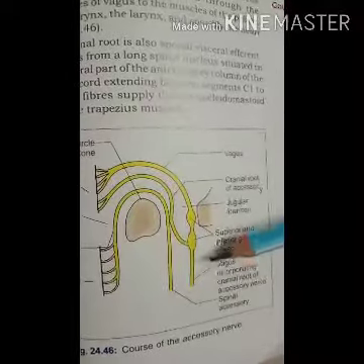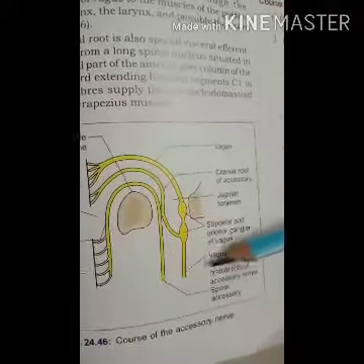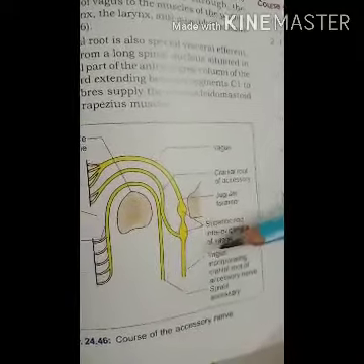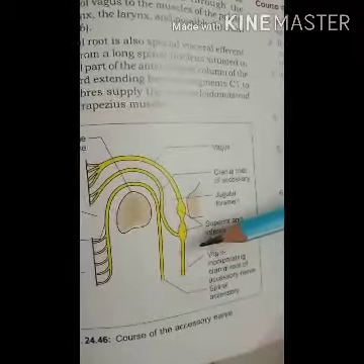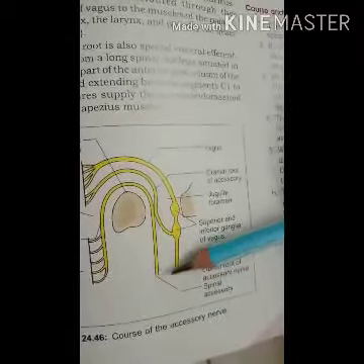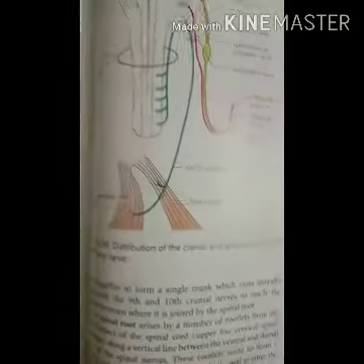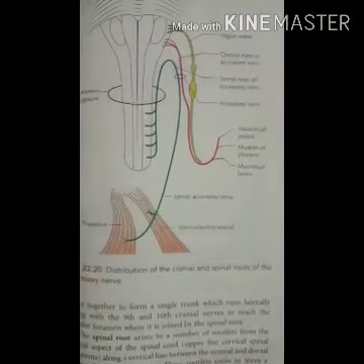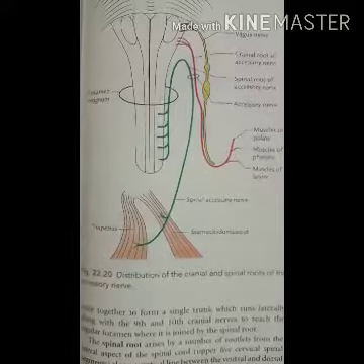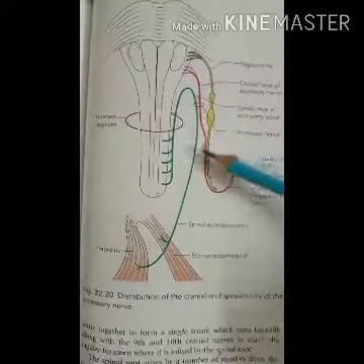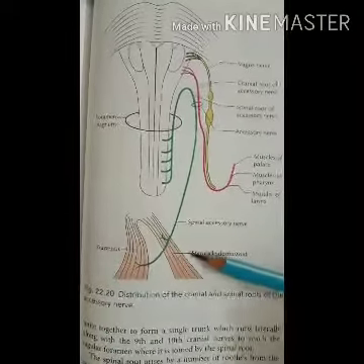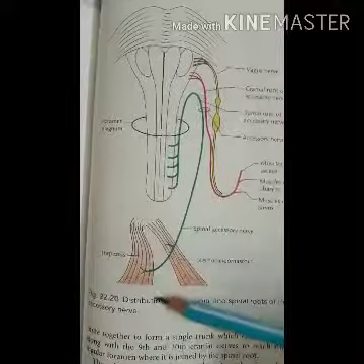Out of these, the C2 and C3 spinal nerves carry the proprioceptive fibers from the sternocleidomastoid, while C3 and C4 carry proprioceptive fibers from the trapezius muscle. Here in this diagram you can see the spinal accessory nerve supplying the sternocleidomastoid muscle and the trapezius muscle.